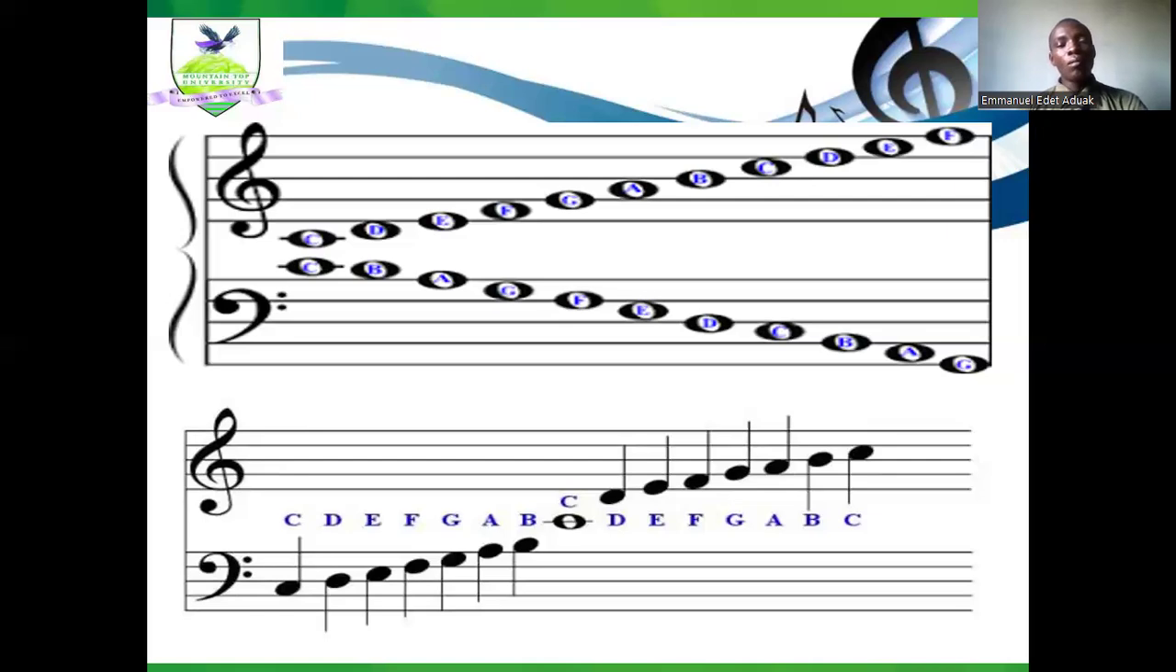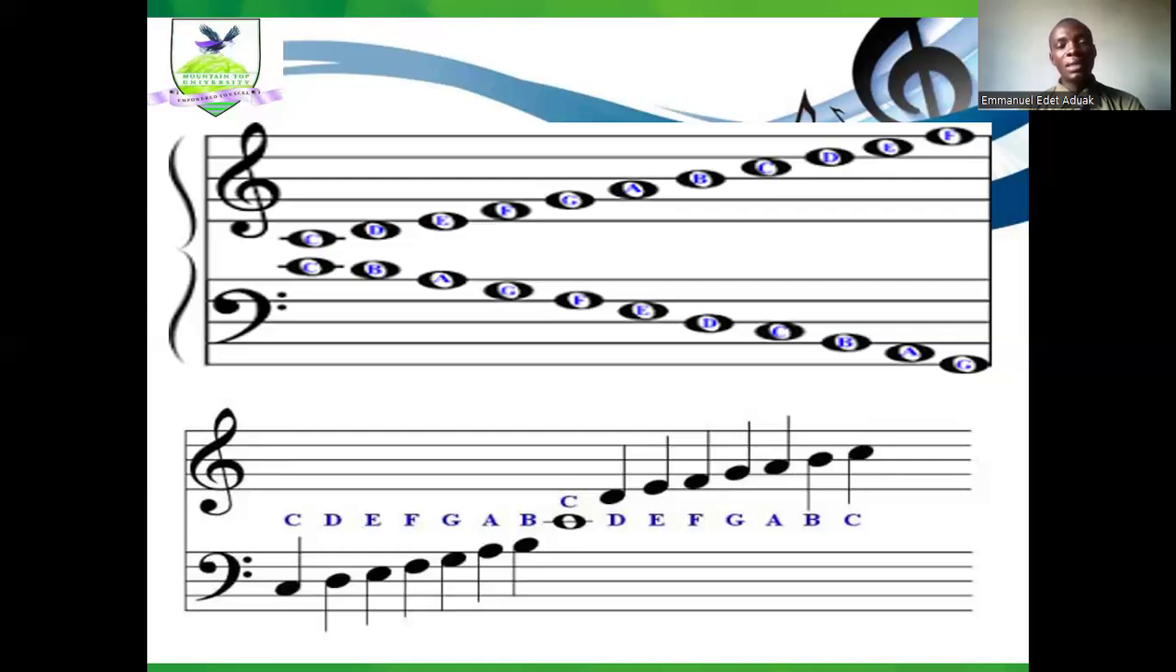Now, also coming down, after line 5 in the bass staff, there's a space between line 5 and the middle C, which is the C after line 5 in the bass staff.